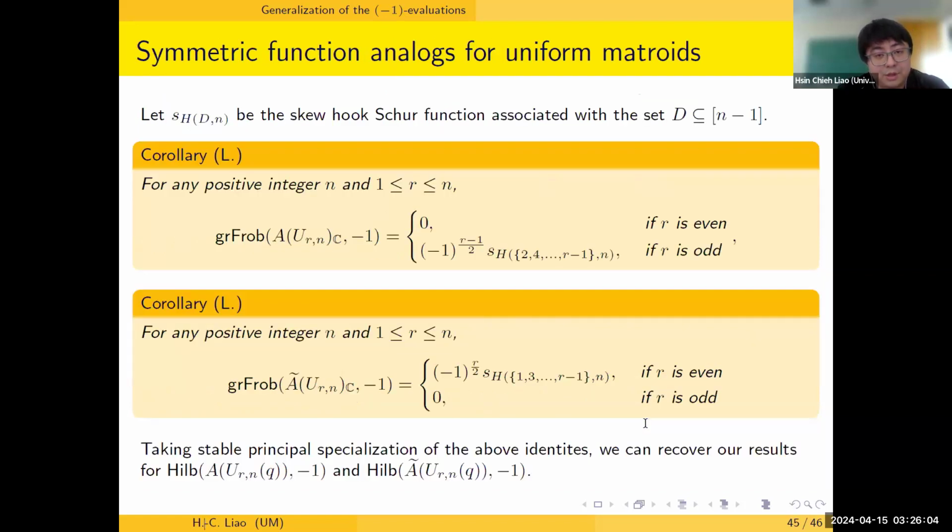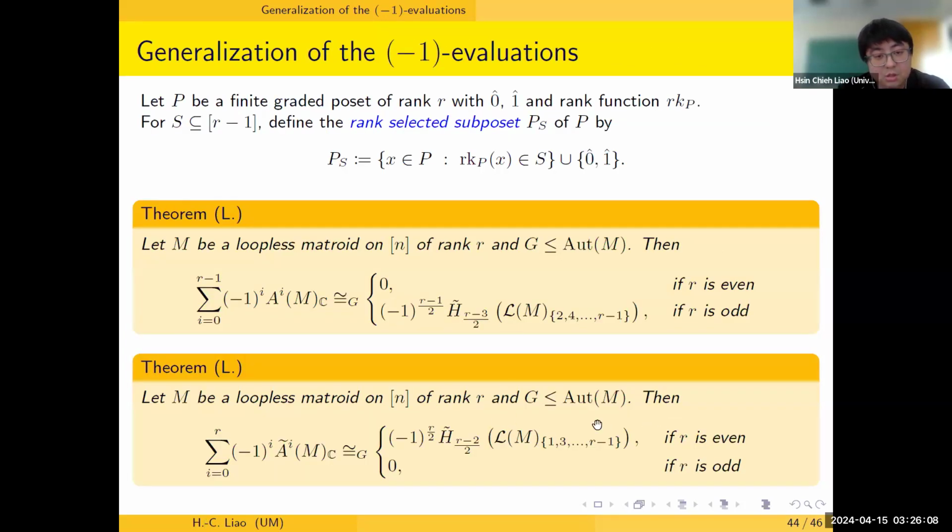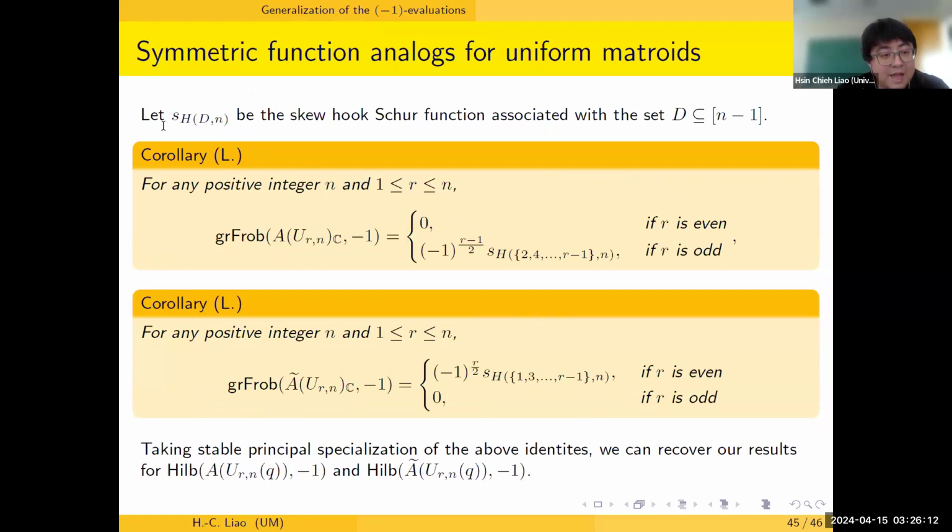And if we consider just the uniform matroid, it turns out that if we let sh_D be the skew hook Schur function associated with a subset D of the set 1 through n, then the graded Frobenius series of the Chow ring of the uniform matroid evaluated at -1 gives just the skew hook Schur function associated with the set 2, 4 to R minus 1. And for the augmented case, you get a skew hook Schur function associated with 1, 3 to R minus 1, or 0. So this is the equivariant version of the q-analog we had before, and we can take the stable principal specialization of these identities and recover our results for these two Hilbert series.